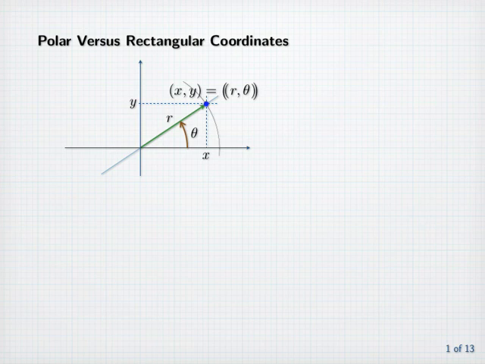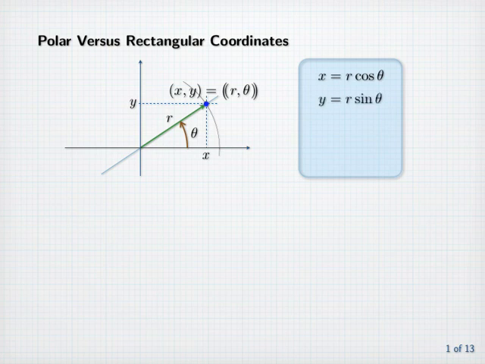The relationships between rectangular coordinates and polar coordinates are as follows. x is equal to r times cosine theta, and y is equal to r sine theta, which allows easy conversion from polar to rectangular coordinates. Also, r squared is equal to x squared plus y squared, and tangent theta is equal to y over x, which allow conversion from rectangular to polar coordinates.